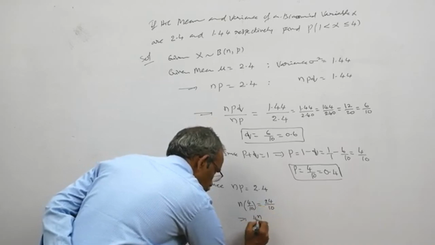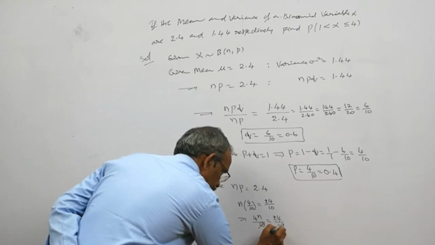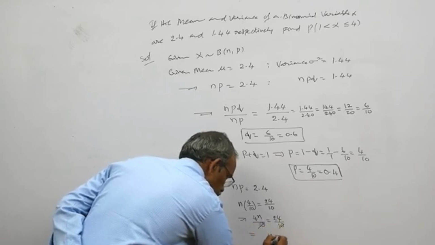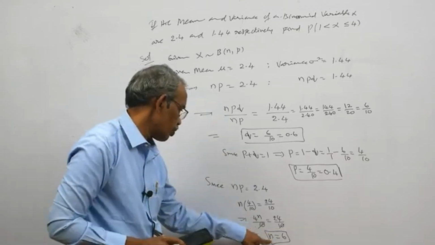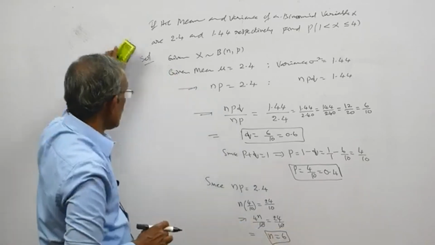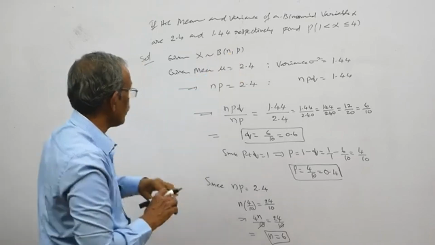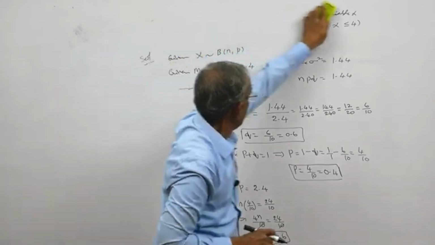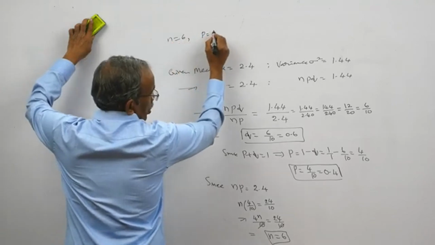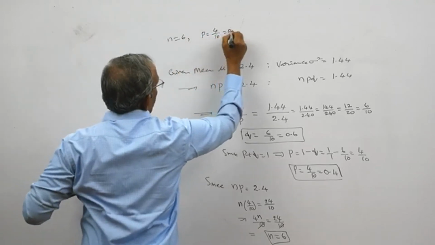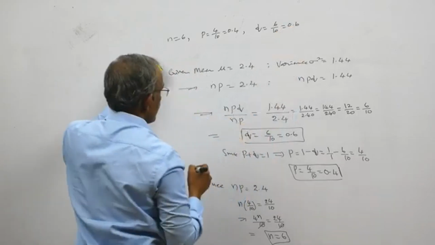That implies 4n by 10 is equal to 24 by 10. The denominator 10 cancels. 4n is equal to 24. Therefore n is equal to 6. Number of trials n is equal to 6. So here the parameters are: n value is 6, p value is 4 by 10, that is 0.4, and q is equal to 6 by 10, 0.6.